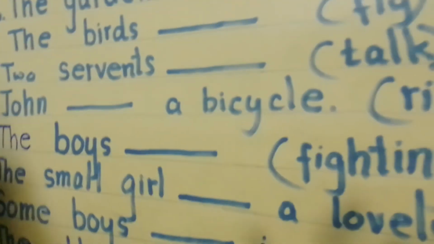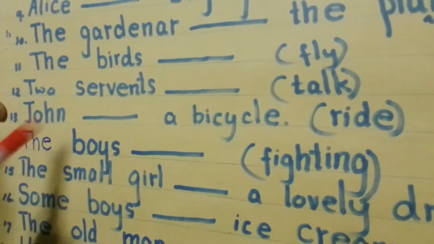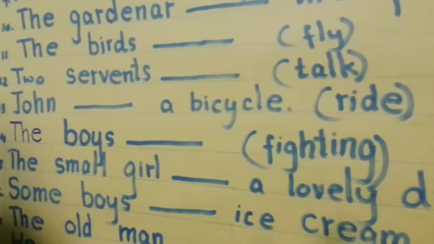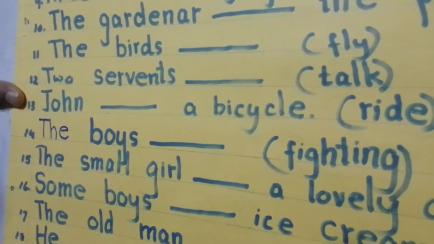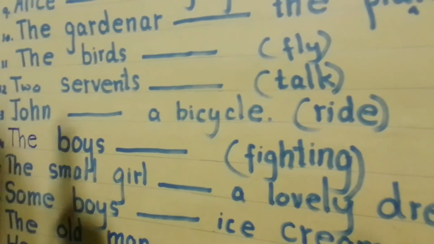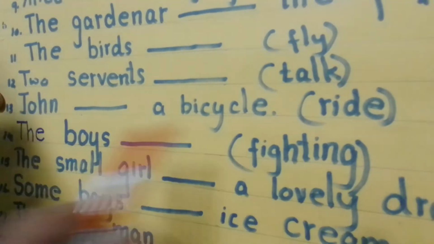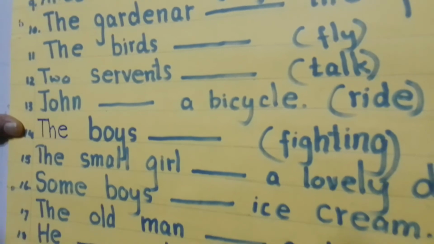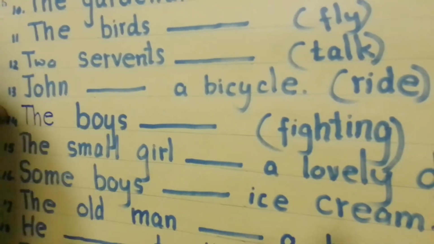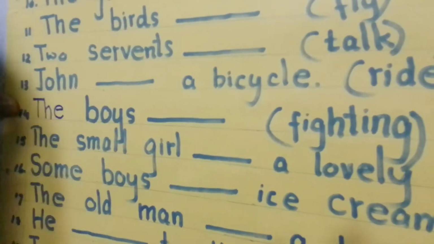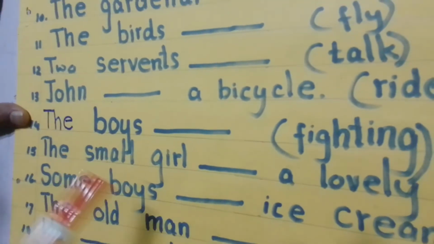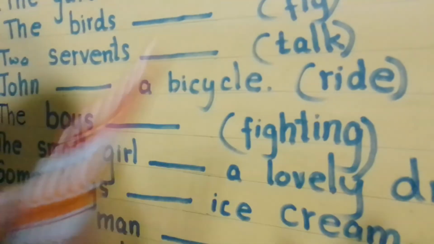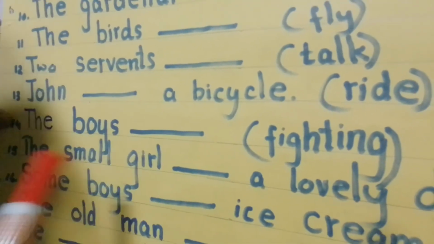John blank a bicycle. John is singular. Because the subject is singular, what is the auxiliary verb that we use? We have to use the auxiliary verb is. John is riding a bicycle. Okay. Next one, the boys. The subject is plural. Therefore, you have to use the auxiliary verb are. The boys are. You have to write fighting. The boys are fighting.